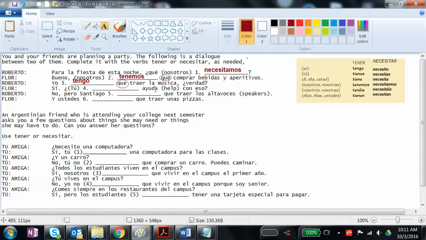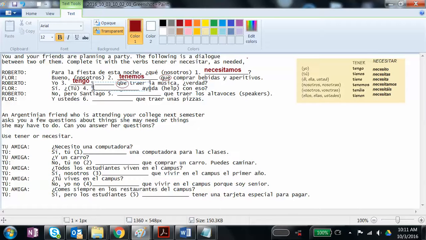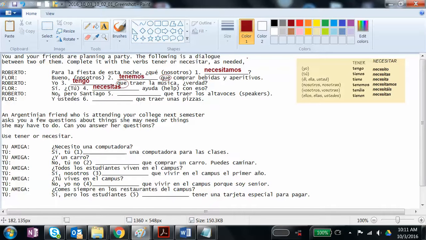Si tú blank ayuda con eso. Do you need help with this? It would make more sense to say, do you need help than do you have? Tú tienes ayuda con eso. Do you have help with this? I would say necesitas. Do you need help with this? Necesitas.